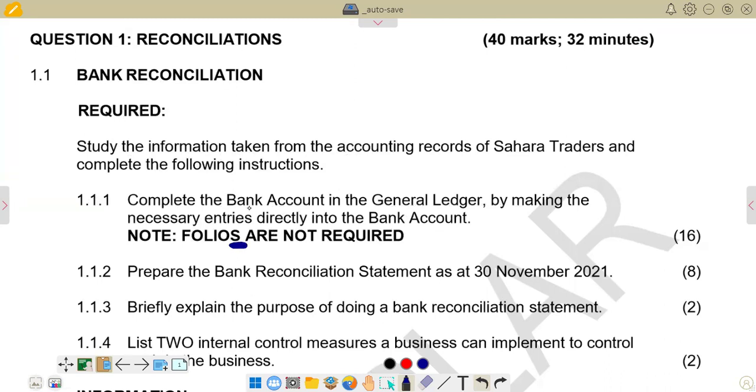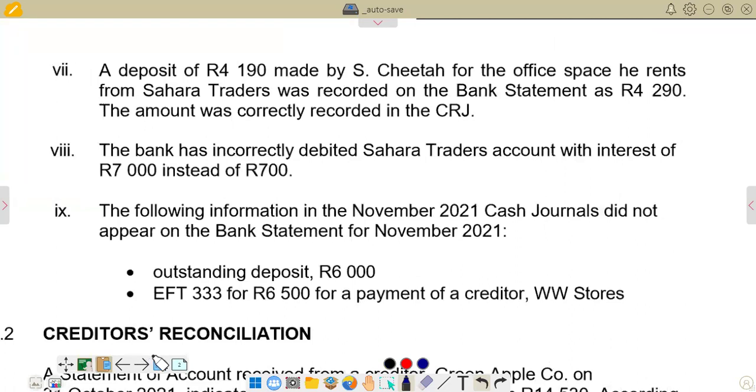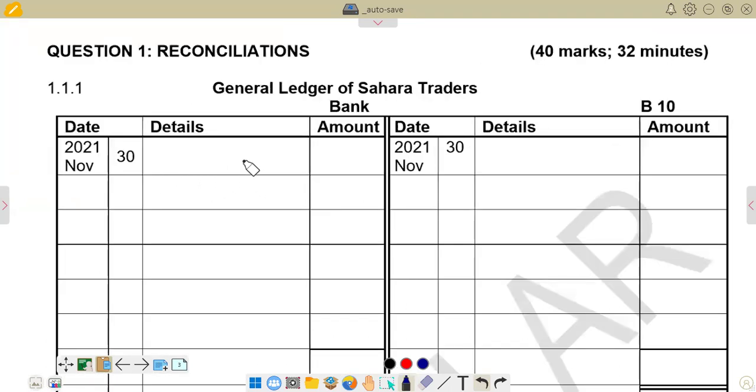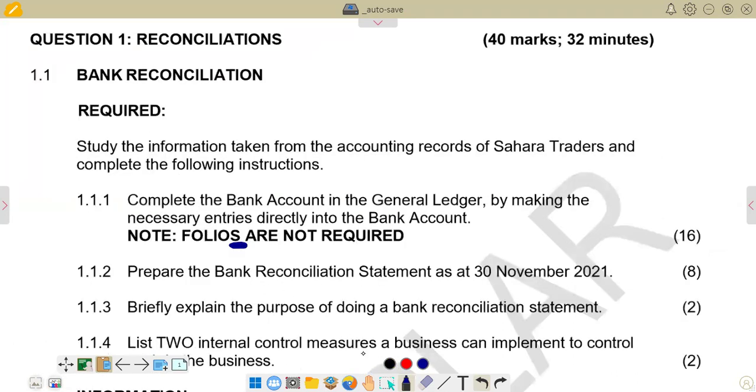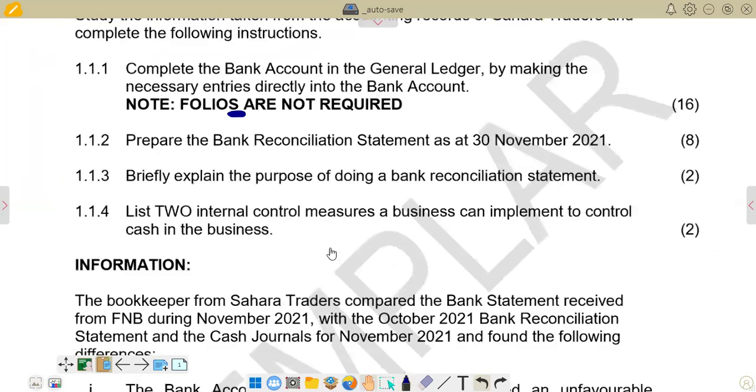So, we are going to start on the preparation of the bank account. If we come to our answer section, you see that we are having our bank account. And obviously, we are going to start with the opening balance of that bank account. This is our general ledger of Sahara Traders, whereby we have our bank account. You know that our opening balance can be on the debit side or the credit side. So we can go back to the question to see what it is saying about the opening balance.